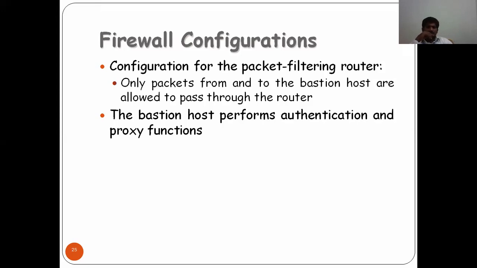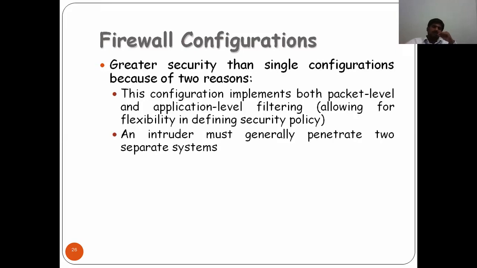The bastion host performs the authentication and the proxy functions. Authentication checks whether it is coming from the exact router or not, whether the user is an authenticated user or not, and whether any man in the middle attack happens. If anything wrong happens, it will definitely be stopped, avoiding the packets entering into the network.